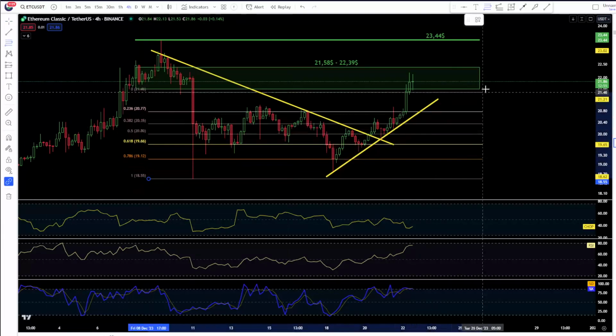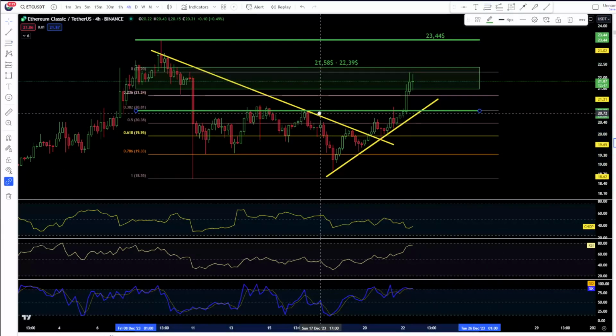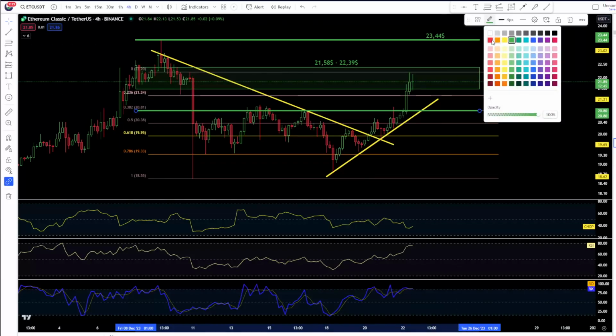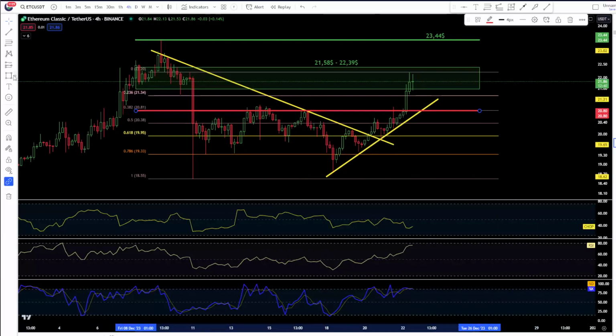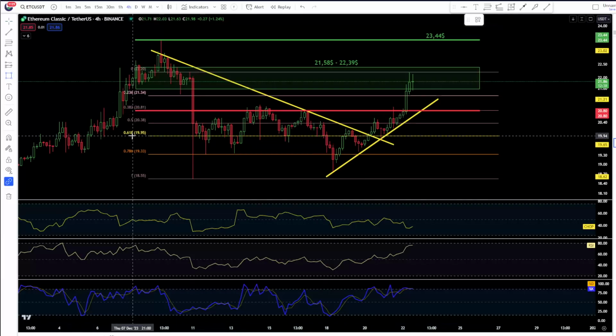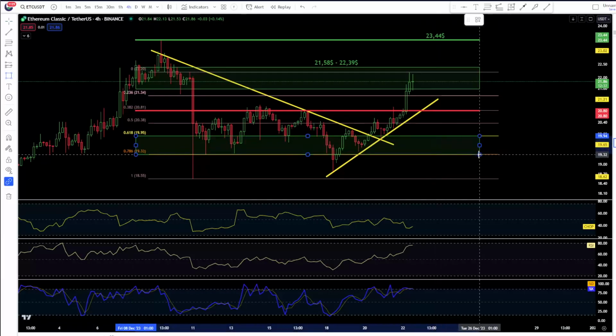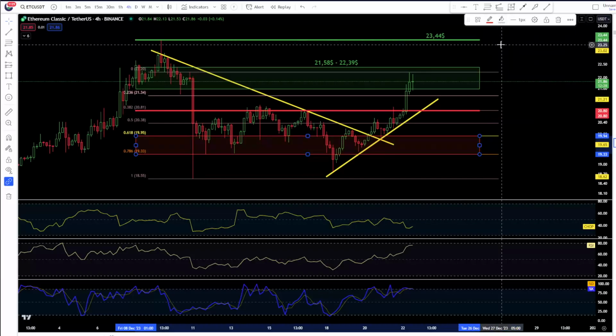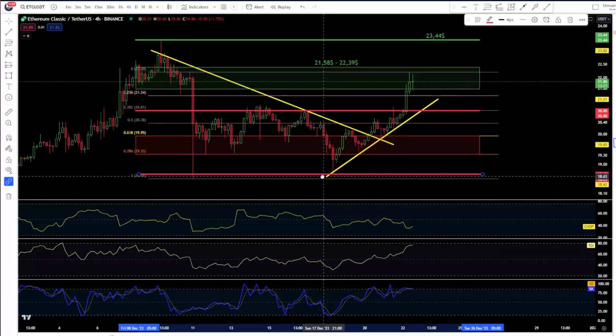On the other hand, when the recovery begins, we can see support at $20.80. Then we can mark the zone from $19.94 to $19.33, and then support at $18.54.